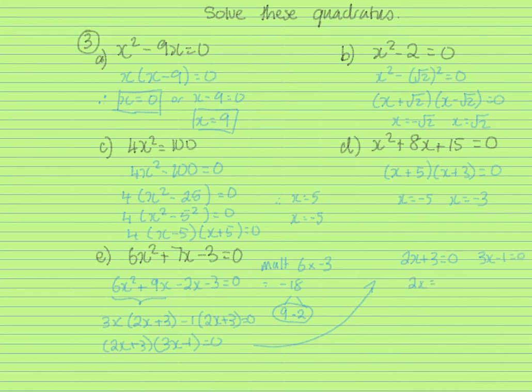So I'm moving the plus 3 to the right, and then I'm dividing by 2. And then with the next one, I'm moving the minus 1 to the right, it becomes positive, and then I'm dividing by 3. So I get my 2 answers.